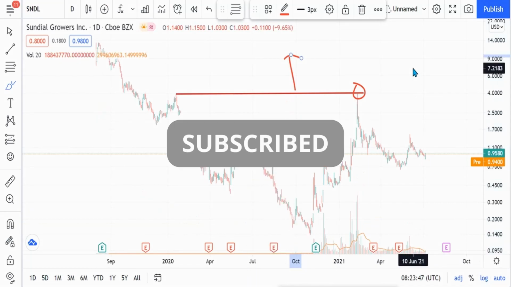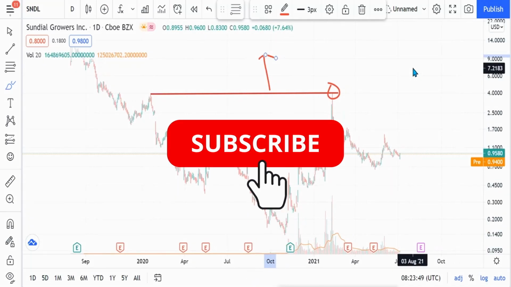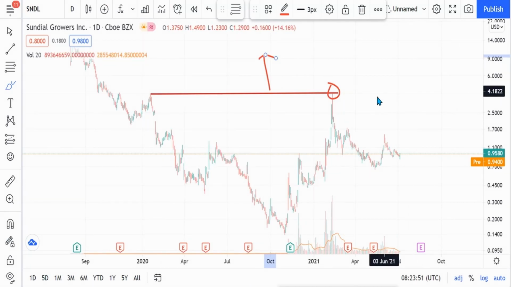And now what we are seeing here is that the cup pattern is visible, but the breakout wasn't successful.